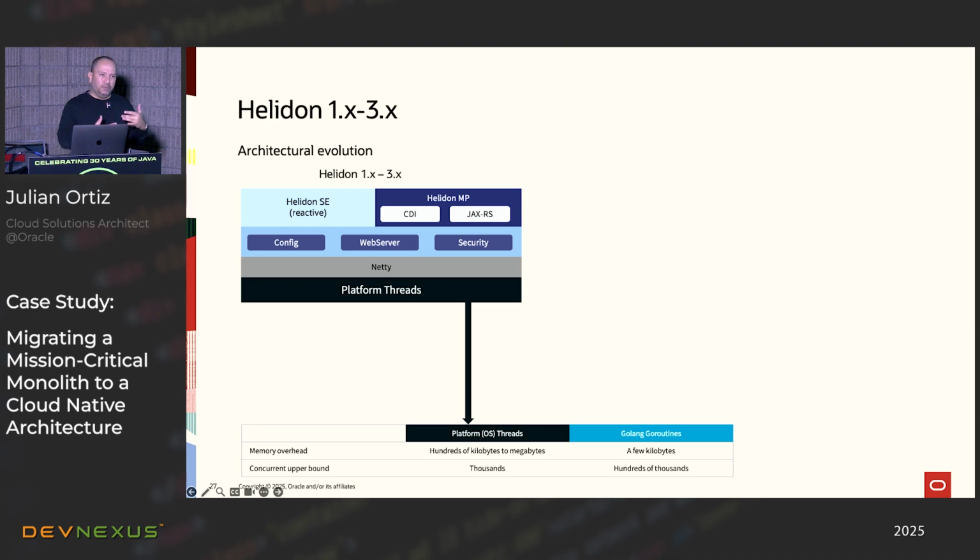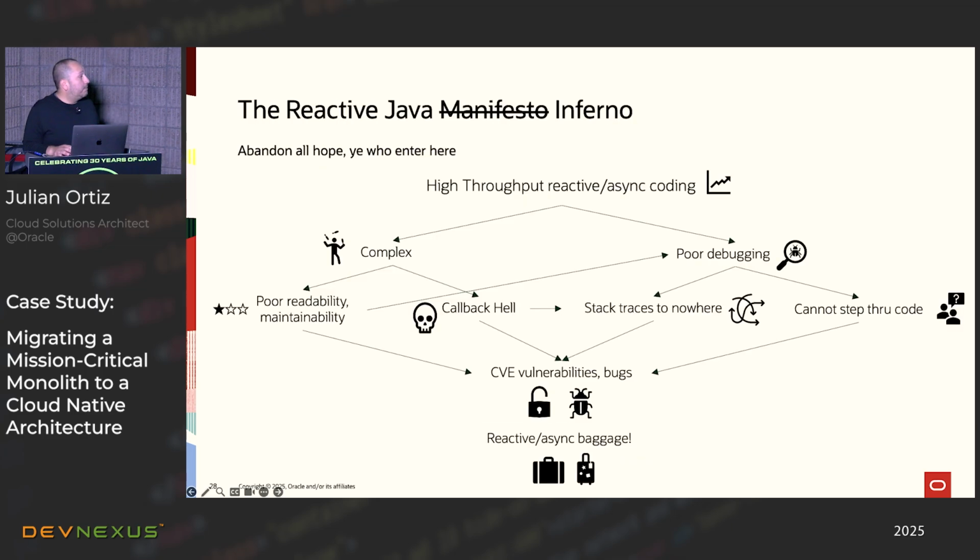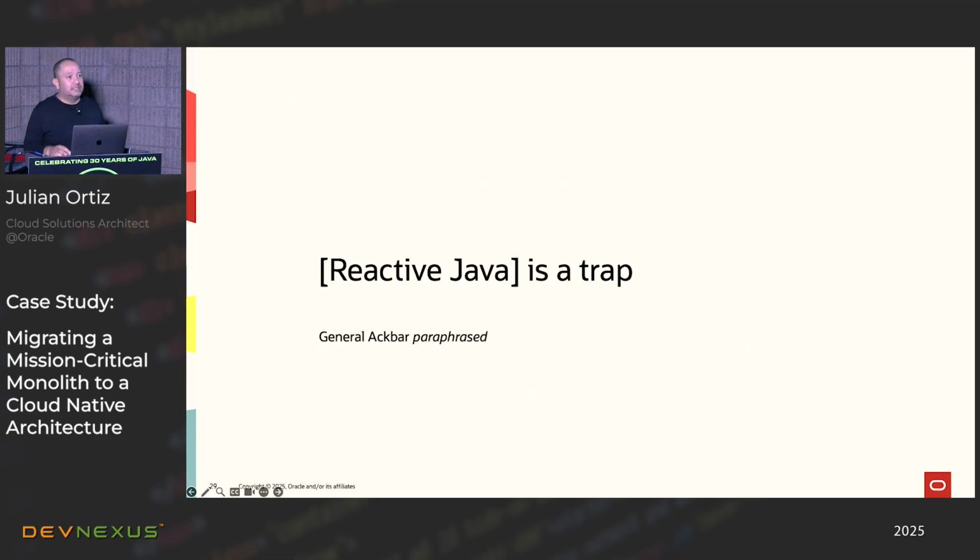You have to start playing with Java, developing in an asynchronous mode, or basically a reactive approach, right? And then you start going into this reactive Java inferno. You have asynchronous coding, then it gets complex, with poor debugging, and everything becomes really complex to do. So for those Star Wars fans, as Admiral Ackbar said, reactive is a trap.